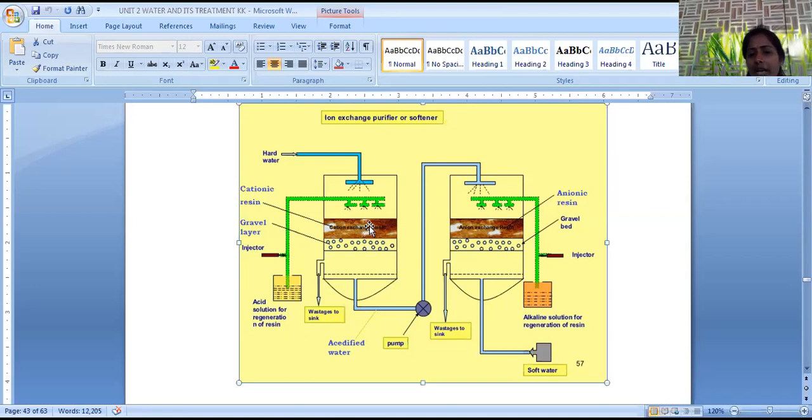In that case, what happens? They are not further used for the exchange of ions. In the same way, the anionic chamber is retained by chlorides, sulfates and bicarbonates, and OH ions are totally removed. In that case, these two resins are said to be exhausted. Exhausted resins need regeneration when they are subjected to dilute acid for the cationic regeneration and dilute alkali for anionic regeneration, then again they get converted into active form and further softening of water is possible.